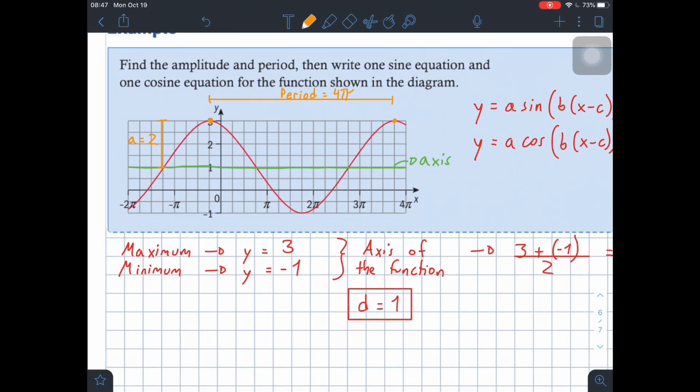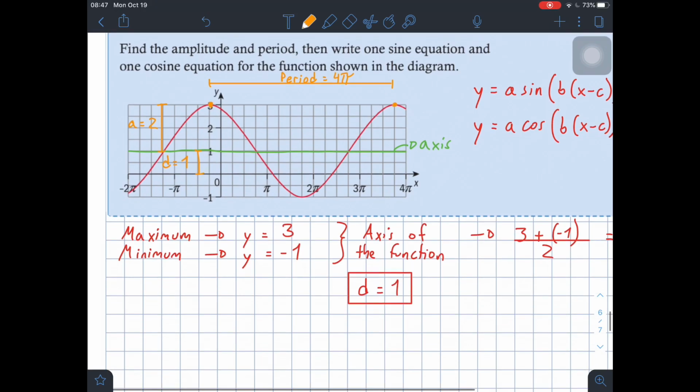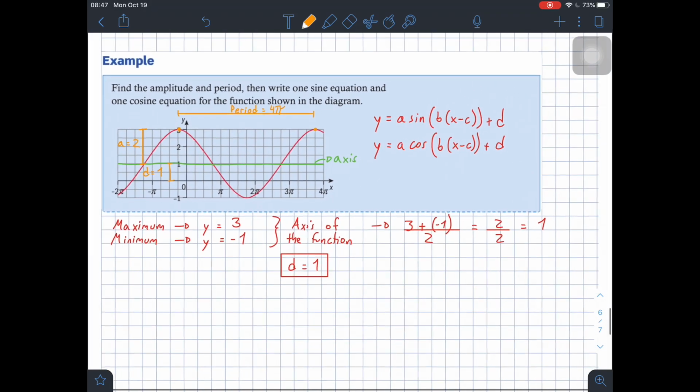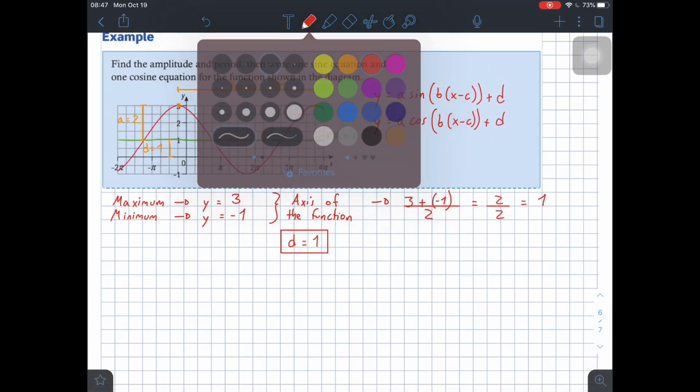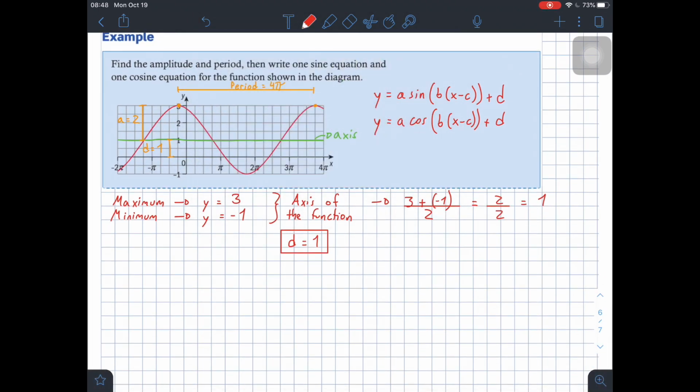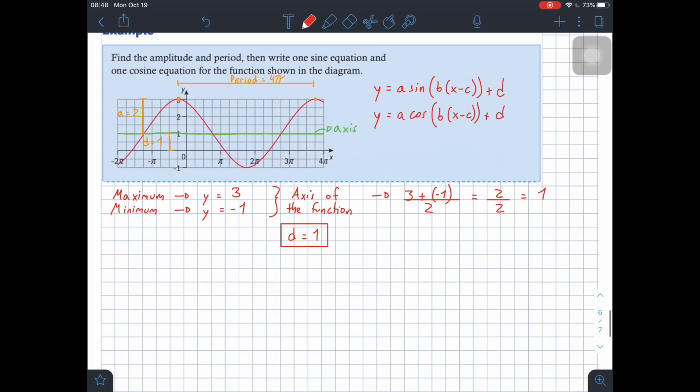The value of D, if you want to remember, is this distance over here, from y equals 0 to the value of the vertical shift. D equals 1 in this case. Okay, so we already have, from our graph, let me write all of this information down.